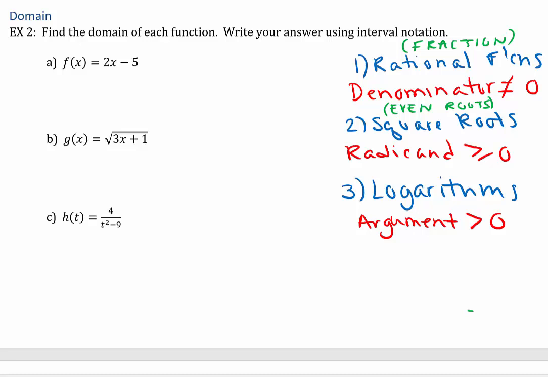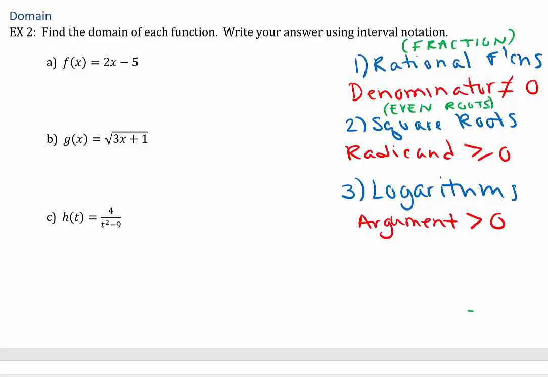And then finally, if we have logarithms, the thing inside the logarithm has to be a positive number. It cannot be a negative, and it can't be 0. All of the other functions that we deal with don't really have any restrictions. And so let's just do some examples.